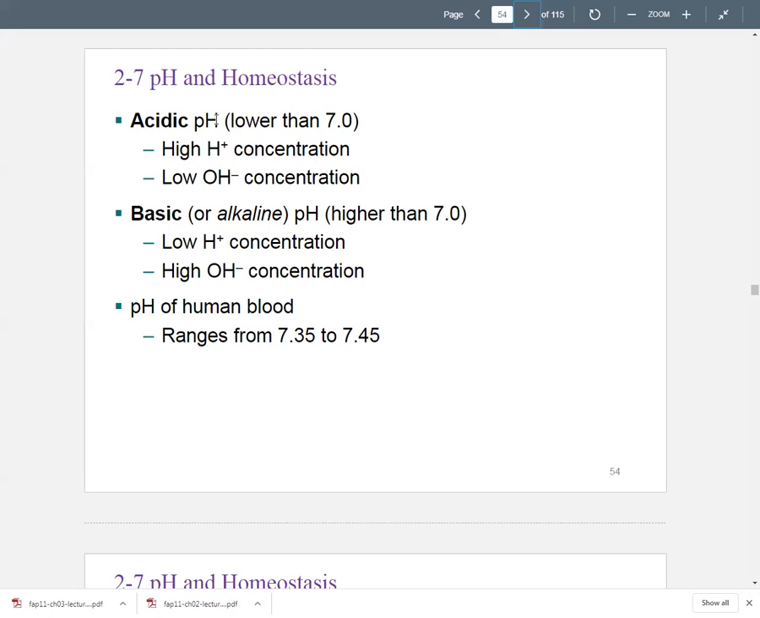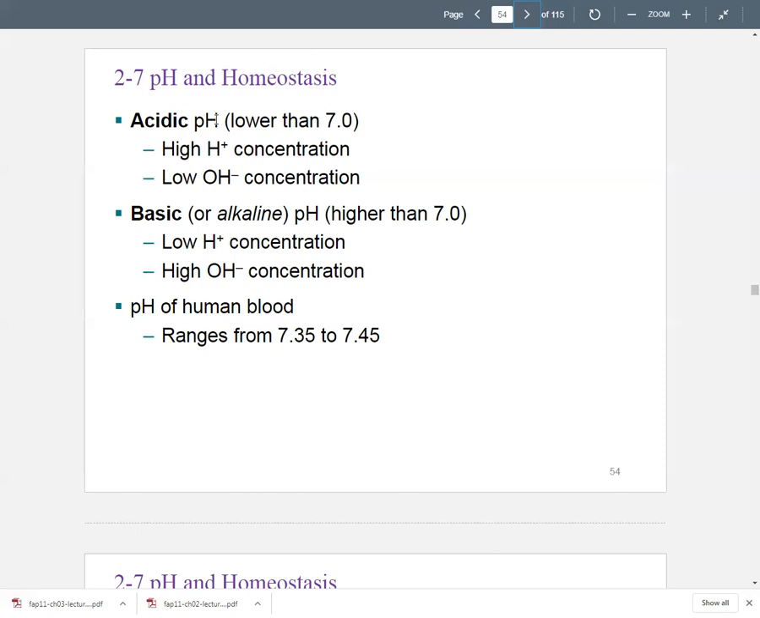Basic solutions or alkaline solutions have a pH that's greater than 7. And if their pH is greater than 7, that means that their hydrogen ion concentration is low. Okay, because again, negative log of the hydrogen ion concentration. So a high pH would mean that the concentration of hydrogen ions is low because of that negative in the equation. So that also means the hydroxyl concentration is high.